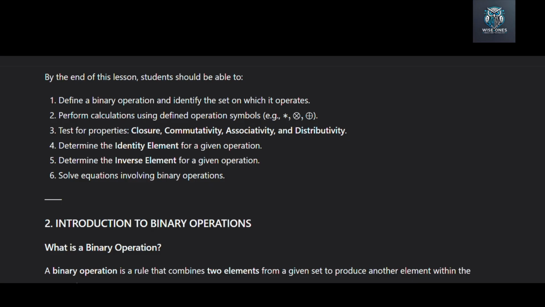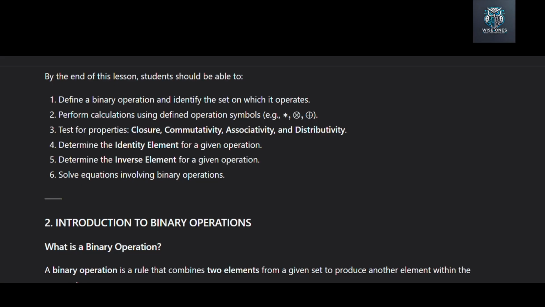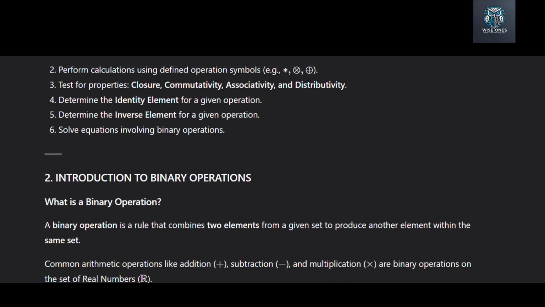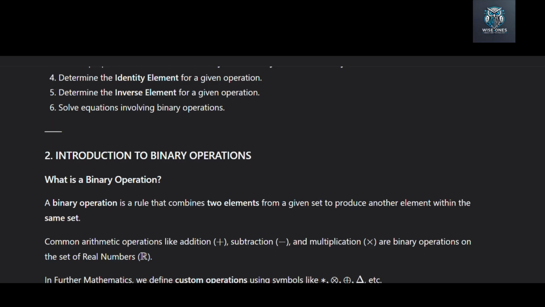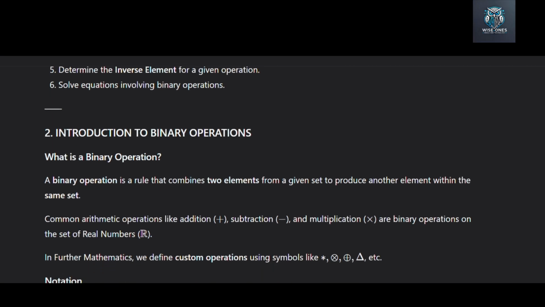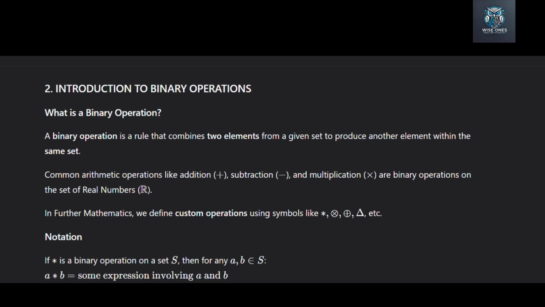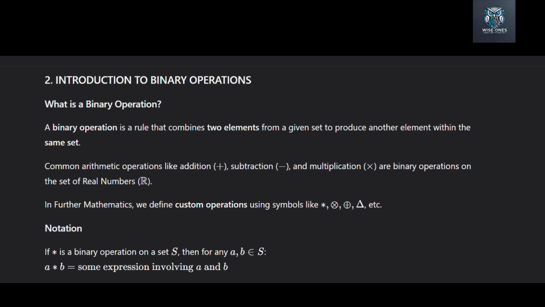Let us start with the introduction. What is a binary operation? The word binary means two, like a bicycle has two wheels. A binary operation is a rule that combines two elements from a given set to produce another element within the same set. You are already familiar with binary operations. Addition is a binary operation. When you add two numbers, you get a third number. Subtraction is a binary operation. Multiplication is a binary operation.